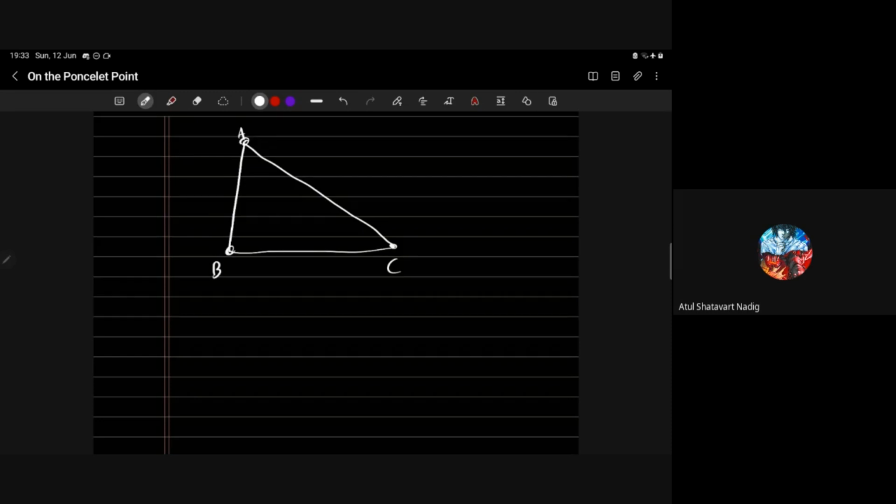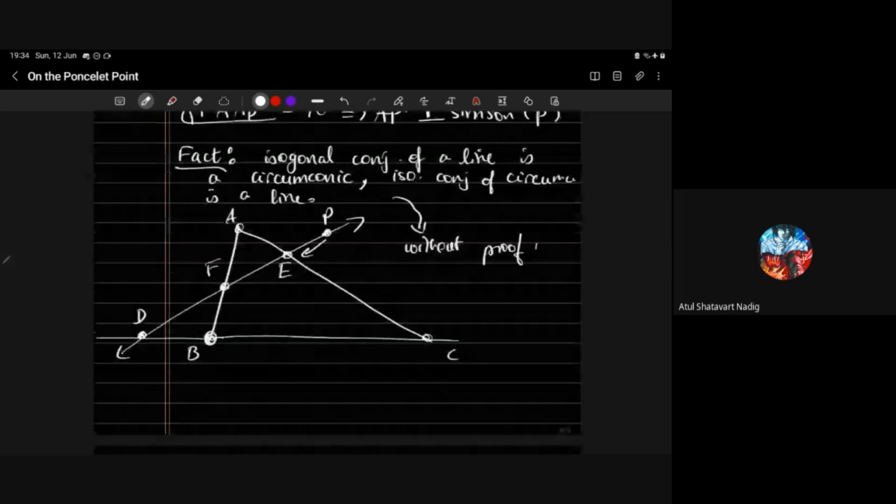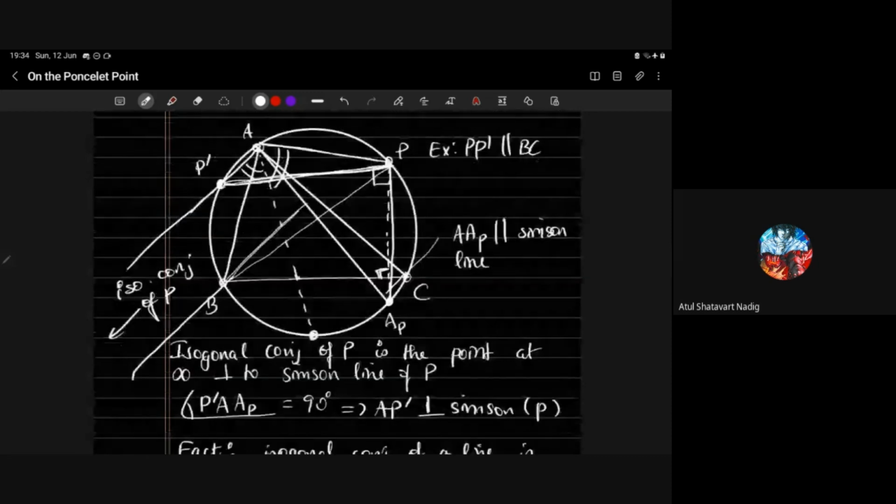And the thing is, the circumconic can be an ellipse. If the circumconic is an ellipse, then it doesn't contain any points at infinity. That means the isogonal conjugate of this ellipse, which is a line, should not intersect the circumcircle of ABC because every point at infinity has an isogonal conjugate on the circle and every point on the circle has a conjugate at infinity.